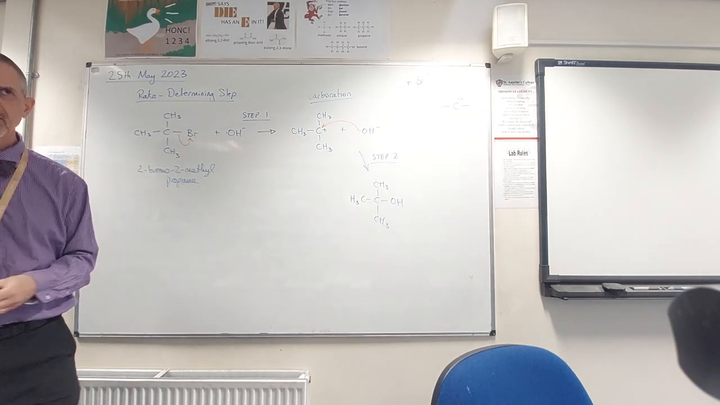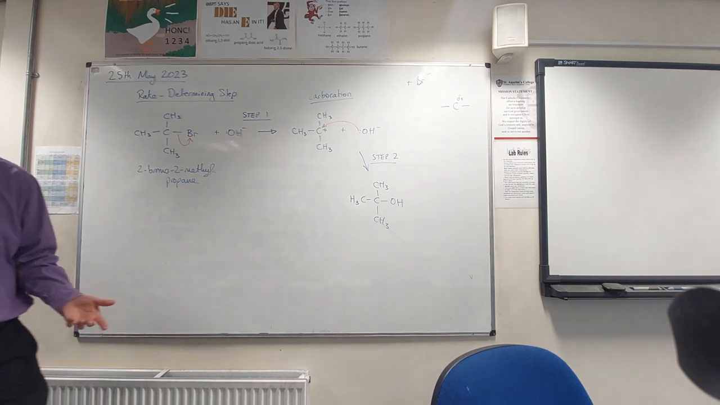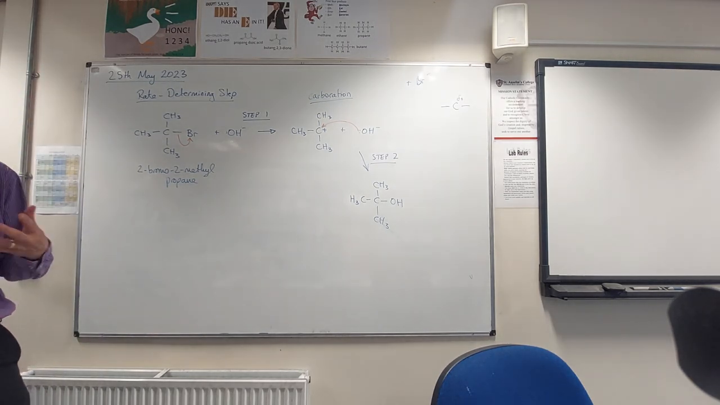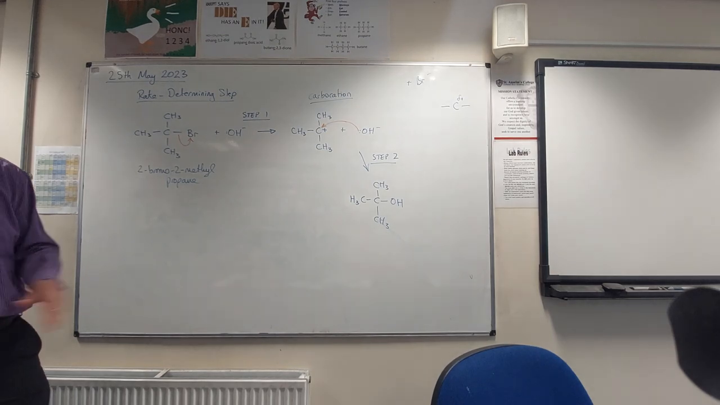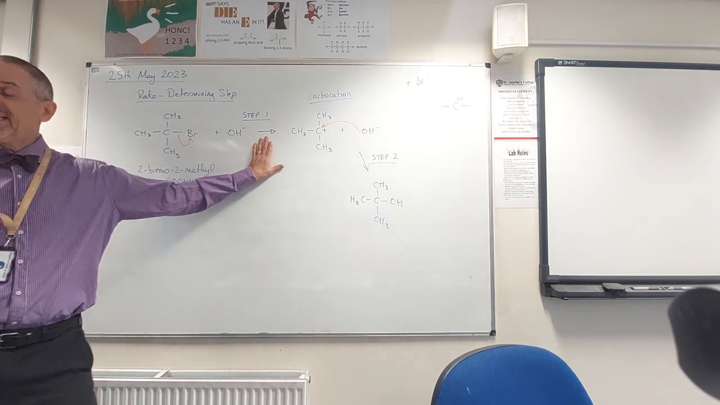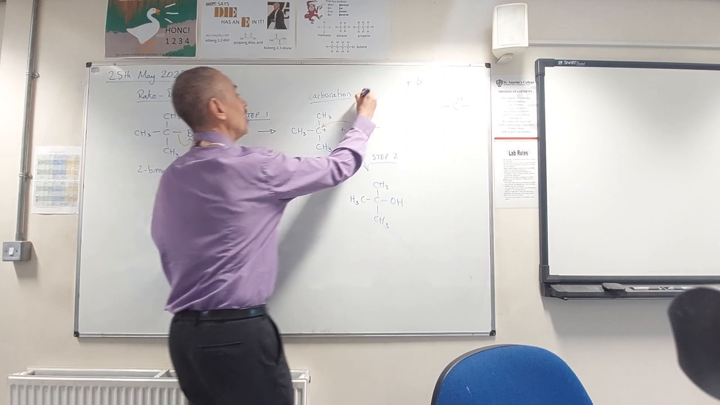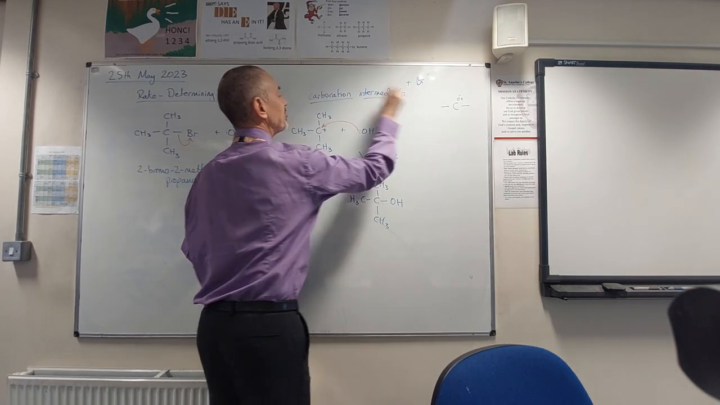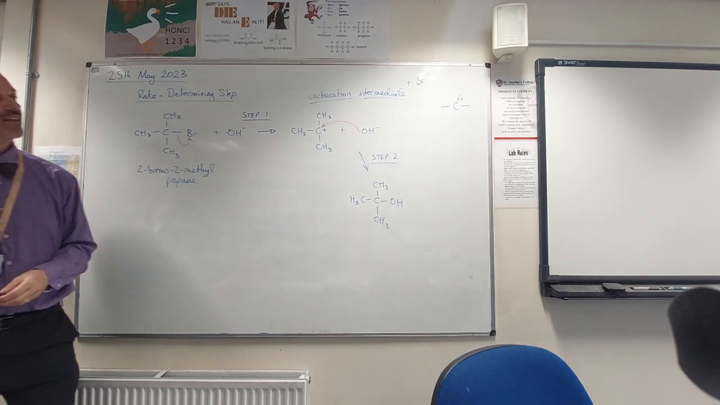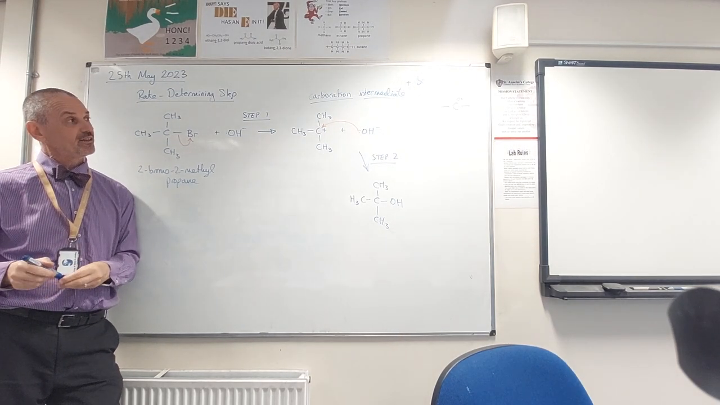But notice the two curly arrows are the same as in the last mechanism. It's just that they're happening in two separate steps now. Like an intermediate, that is an intermediate. Very good. Carbocation intermediate. Look how these words are just flowing out of you. You've obviously learnt your organic chemistry well.